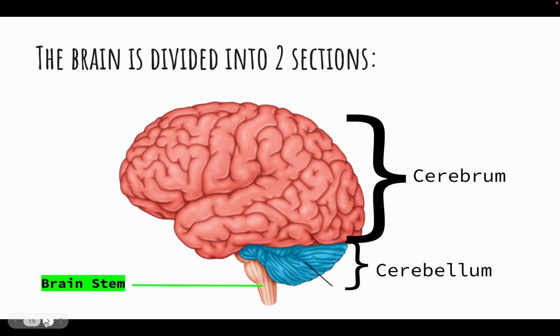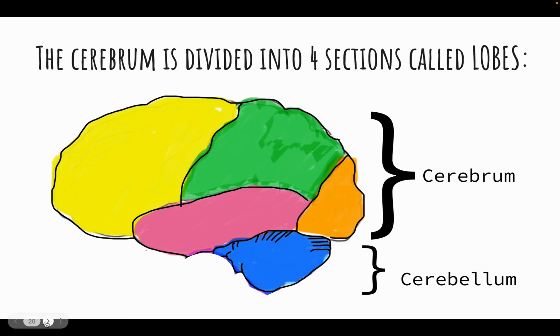So if I were to ask you on a test, let's say the question is, there are 3 sections to the brain: the cerebrum, the cerebellum, and the brain stem. Would you say that was true or false? I hope you said that was false, because there are only 2 sections of the brain: the cerebrum and the cerebellum.